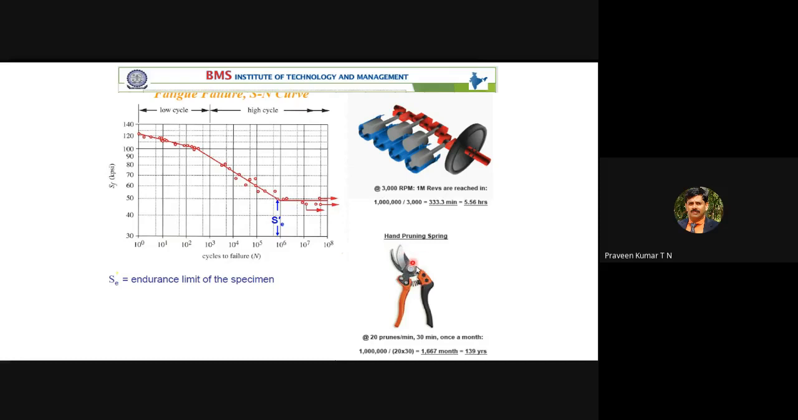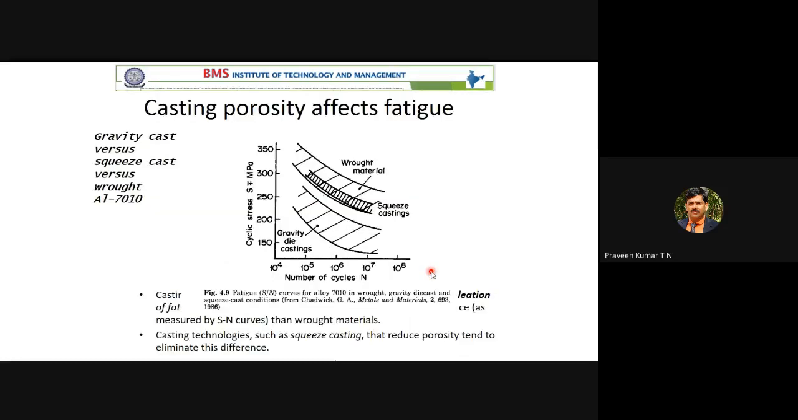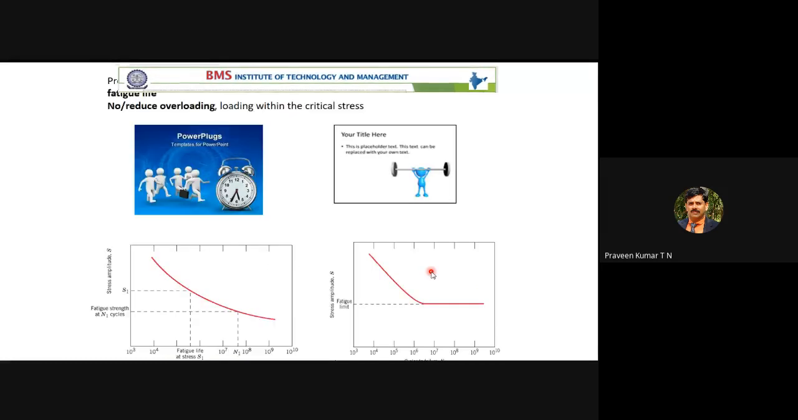If one person is cutting shrubs or trimming plants continuously for 2 or 3 hours, this spring, we can see the small spring, may be subject to fatigue. The spring may fail by fatigue. Because of porosity also, the fatigue strength or strength of the material may decrease.